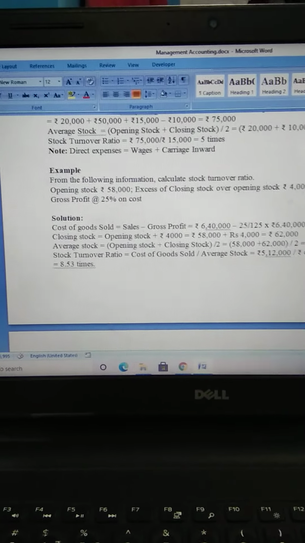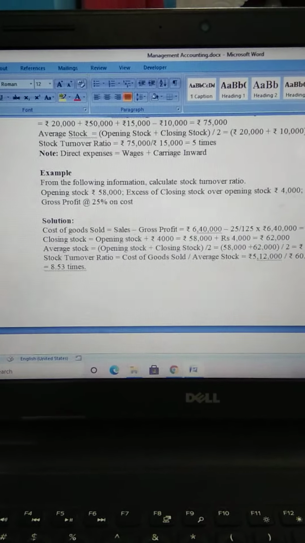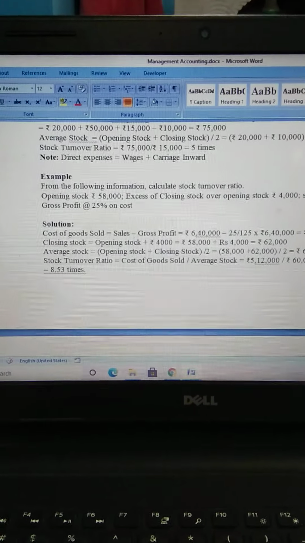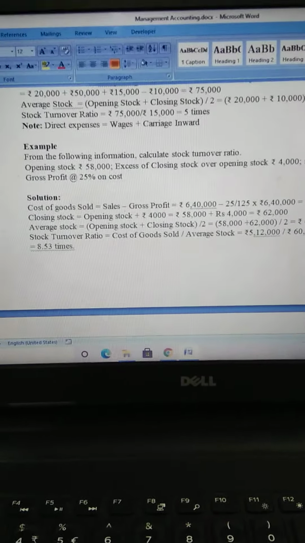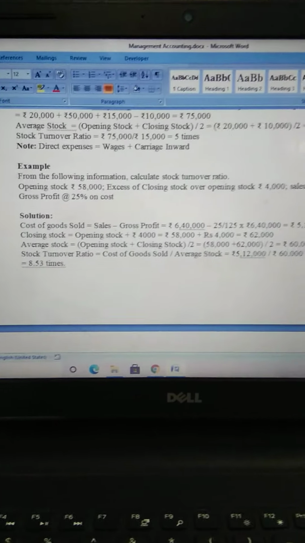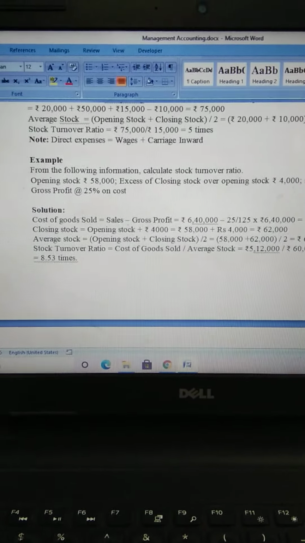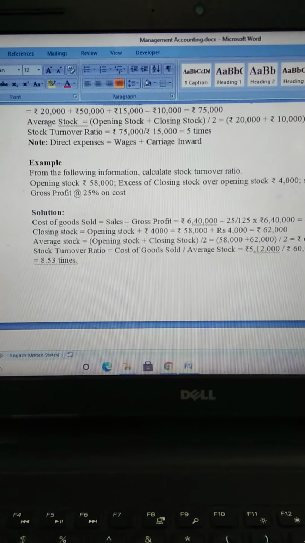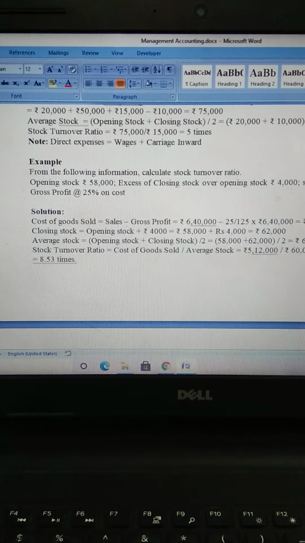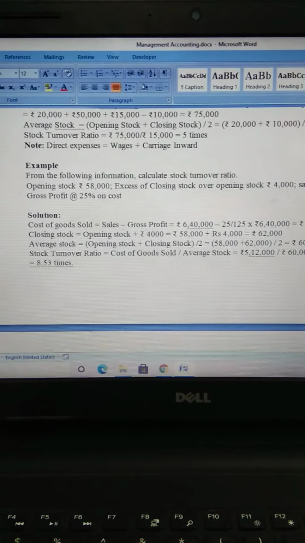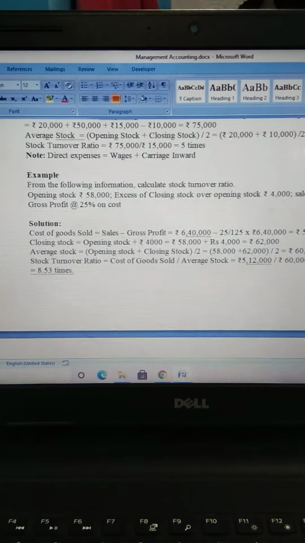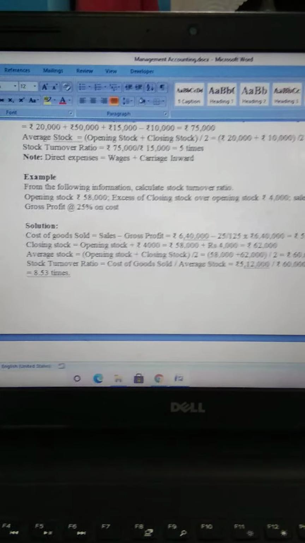Why? Because the sales figure and profit percentage are given. Sales is 6,40,000 and the profit is deducted from there, that is 25% on cost. Again I am telling you, 25 by 100 should not be used over there. Why is it 25 by 125? Because 25% on cost is given. This is not given on sales.